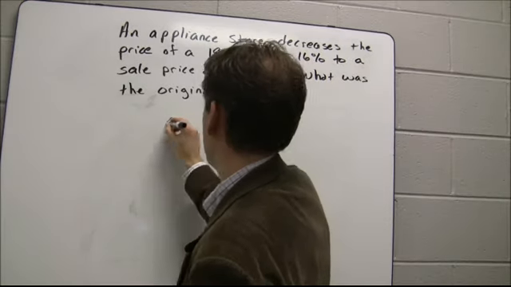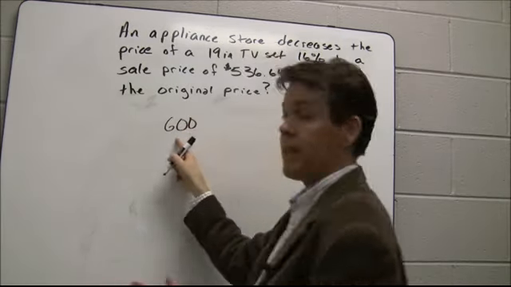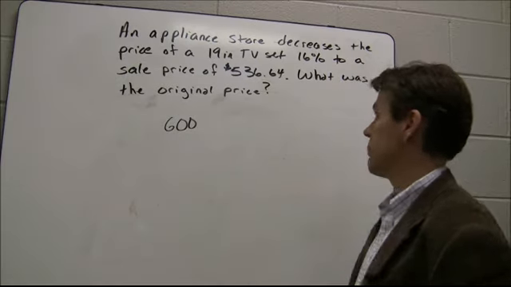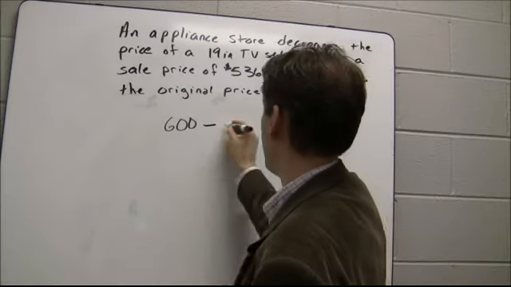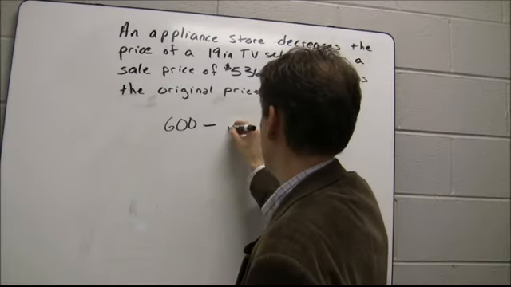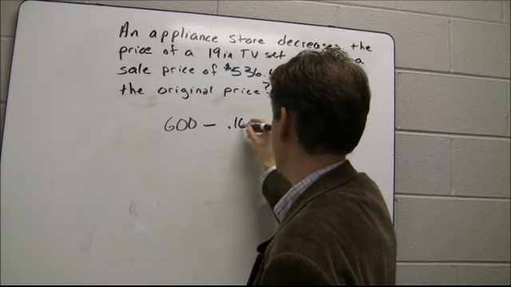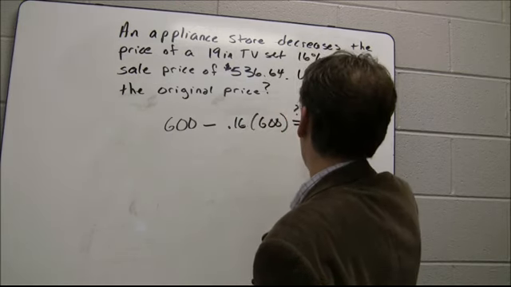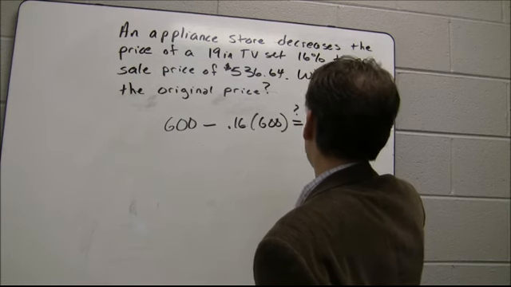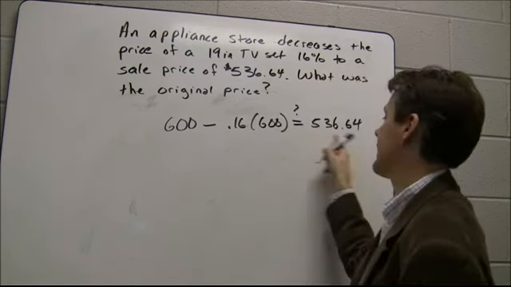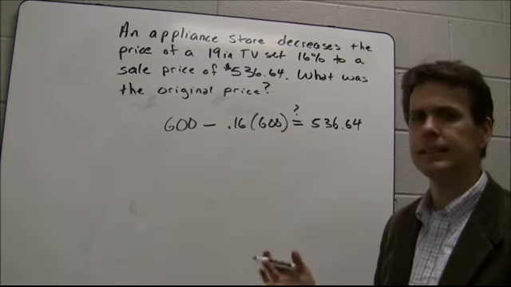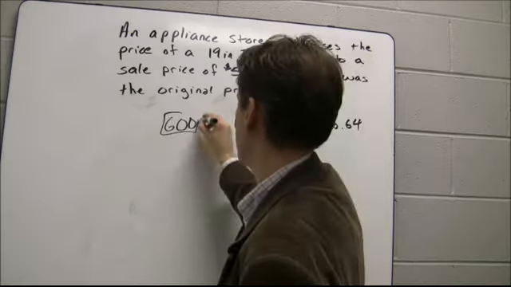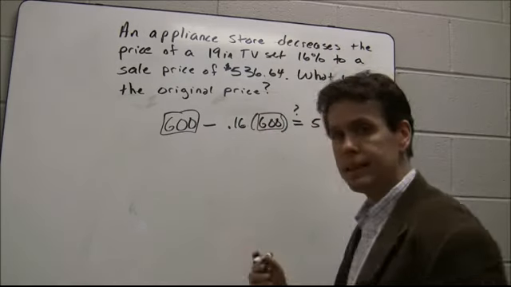So how do we figure out if the original price were $600? I just made that number up. Let's say it was $600. How would I take off 16%? I would subtract 16% of $600, right? So 16% is 0.16 times 600. And I would hope that would be 536.64. I'm trying to check, does that work out? My guess is it doesn't.